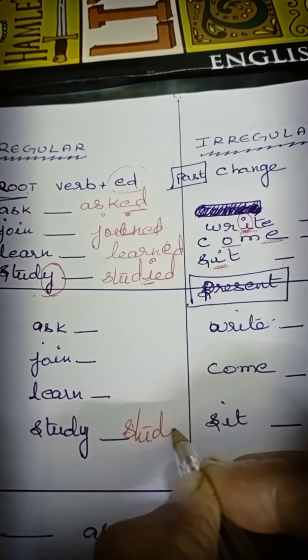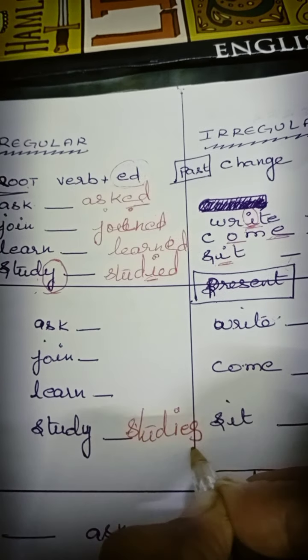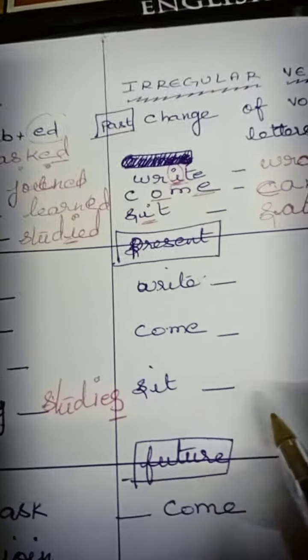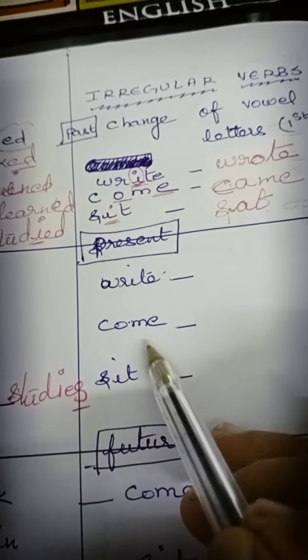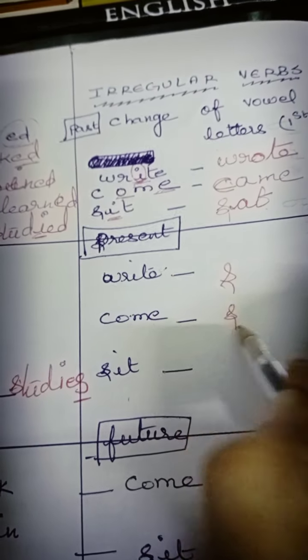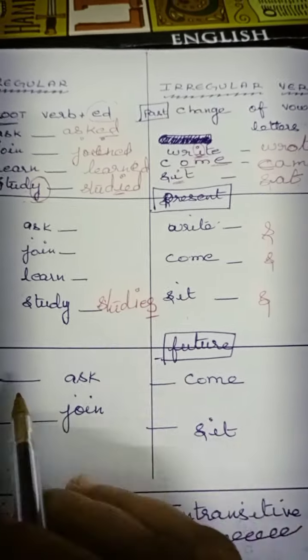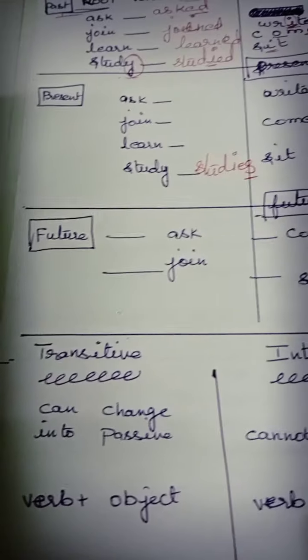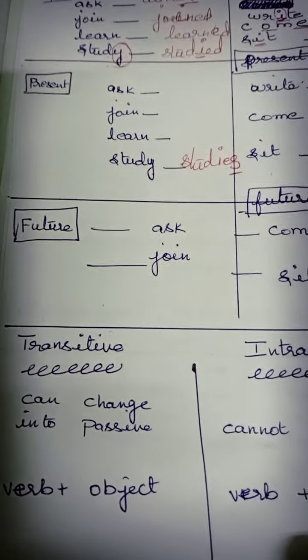Study, S-T-U-D-I-E-S, yes, comes for the present form, right? And then here: writes, comes, sits. We'll just be adding s. That's all. And then in future, no need to say anything: will ask, will join, will come, will sit. Everything is common. Okay. Now let's go to the transitive.